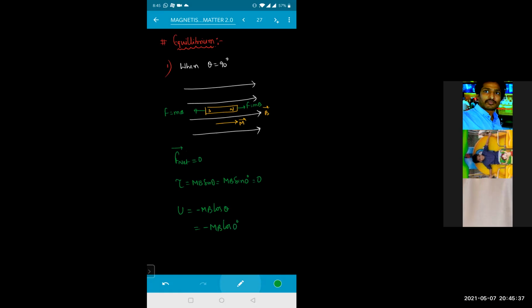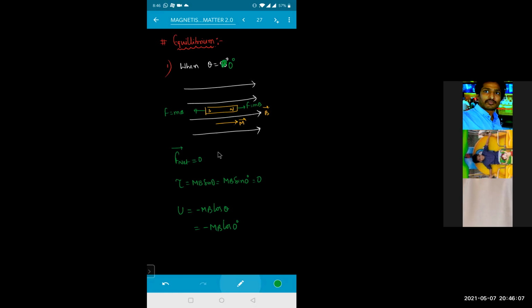Okay. Now come to the next one, equilibrium. See, when theta is 90 degrees, what is theta? The angle between the magnetic field and the magnetic moment. I have drawn a magnetic field like this, and I kept a bar magnet in that one. The magnetic moment is from south to north. So M bar and B bar are both parallel. So theta will become how much for me, beta? 0 degrees. Theta should be 0 degrees, not 90. Yes, sir.